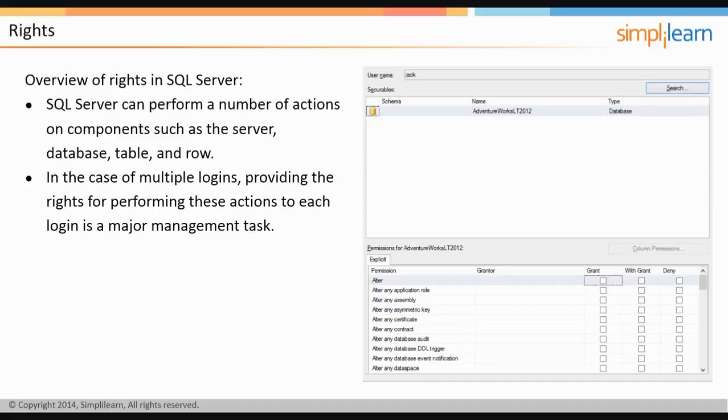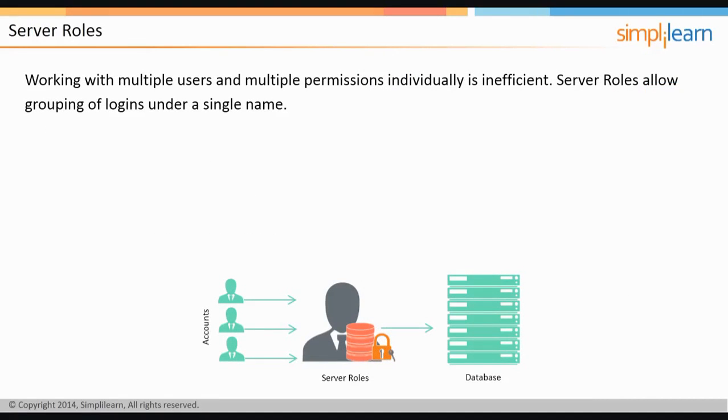In the next screen, we will discuss server roles. Correlating multiple logins with multiple permissions individually is not only inefficient, it can also become overwhelming, leading to mistakes and therefore reduce security of the system. Server roles can mitigate this by allowing grouping of multiple logins under a single name. You can then assign permissions to this role, which then applies to all logins within it.